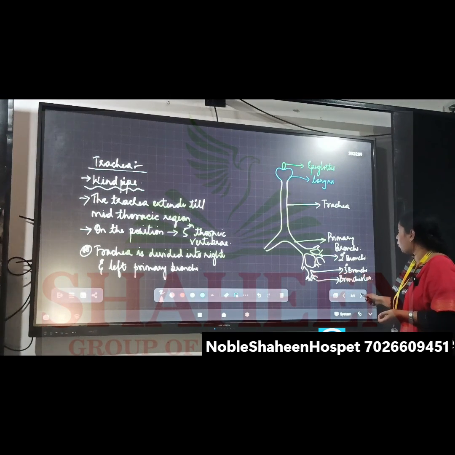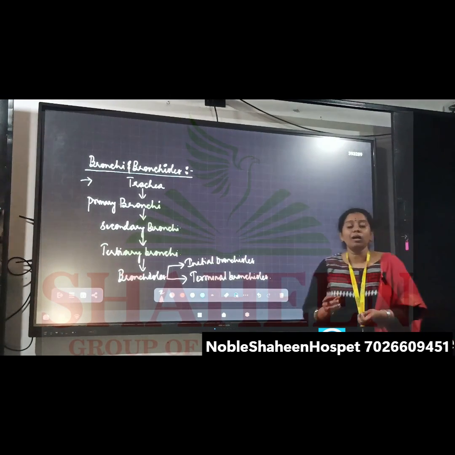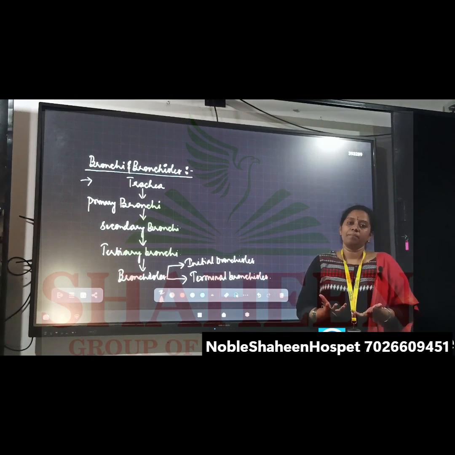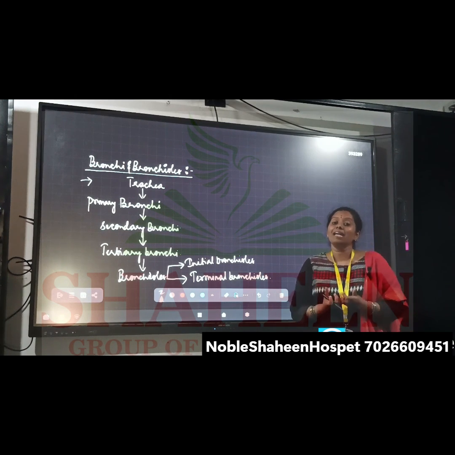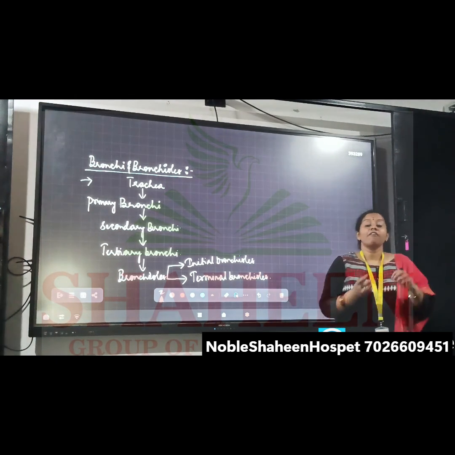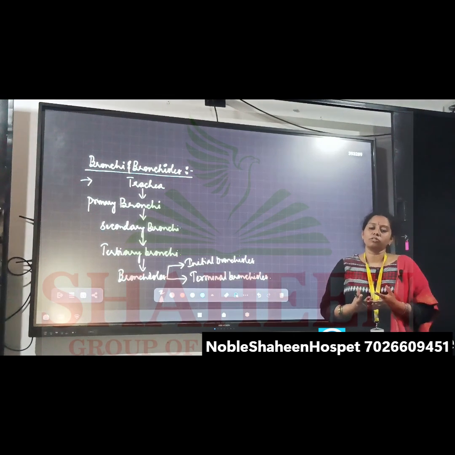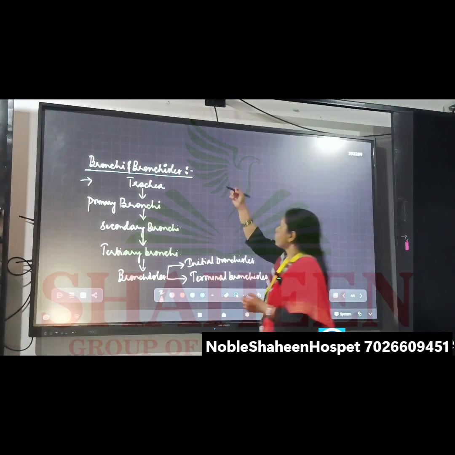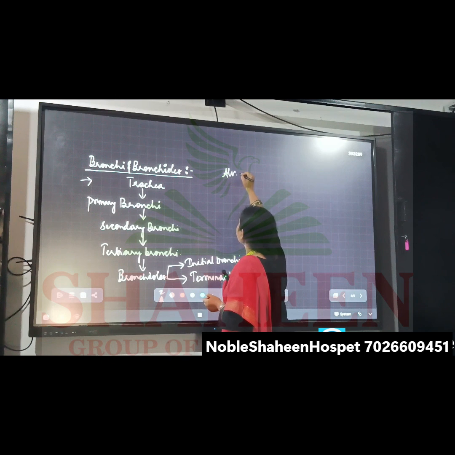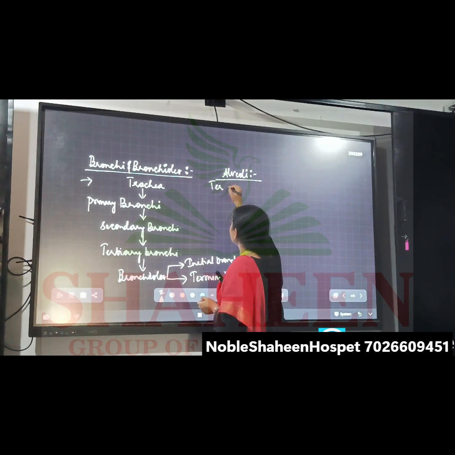All these bronchioles are going to end up into irregularly shaped kind of bag-like structures, which are also called as vascularized bag-like structures called as alveoli. So the next part is going to be alveoli. So let us write this.